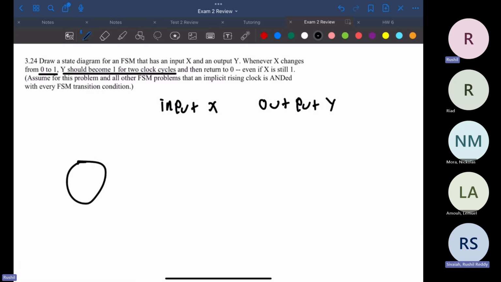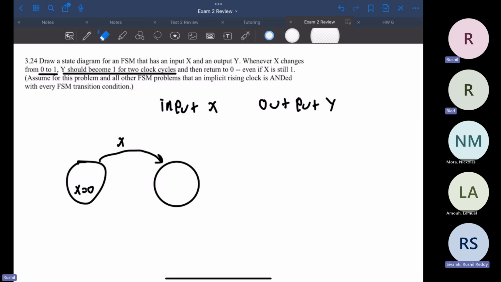So we'll start with that. We'll create a circle here, and we'll set this x equals 0. Then we're gonna have an arrow. This arrow means what's the requirement to go to the next state. You're right, the requirement is that x has to equal 1. But instead of writing x equals 1, we're just going to write x.